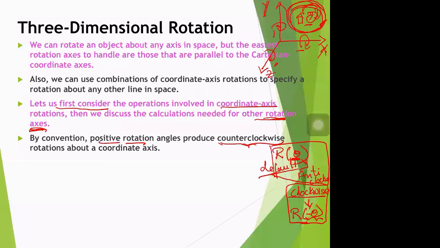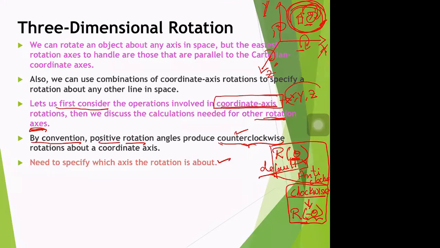This we have already learned in 2D. So this is my convention, and we are assuming this further also. That means we are going ahead with positive rotation angles which produce counterclockwise, that is anti-clockwise rotation, by default. We need to specify which axis. This is very important. As we have already said, I'm going to rotate the objects with respect to the coordinate axis. How many coordinate axes do I have? I have 3: X, Y, and Z.